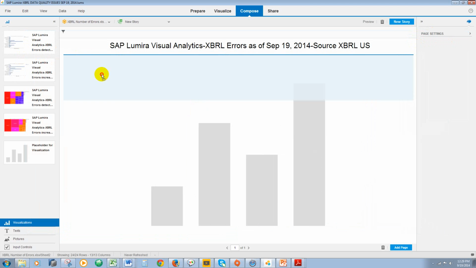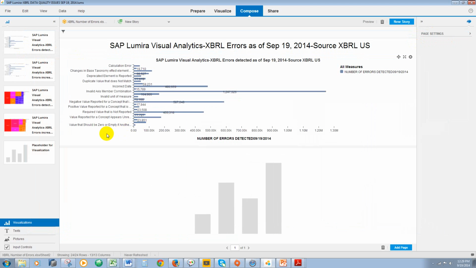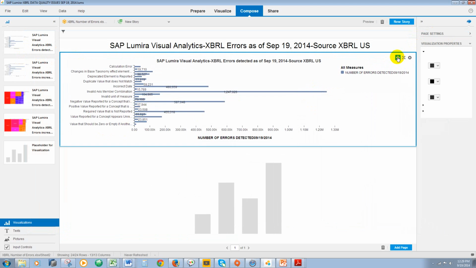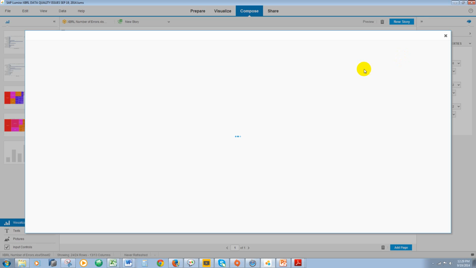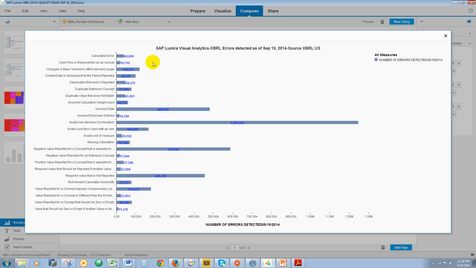So let me pull one of these graphs, the bar graphs, and let's do some formatting. Let's change the color, and let us expand this. So we see the calculation error stands at 40,809, which is affecting the accuracy of the data. So this is a very serious error, because this affects the financial semantics.